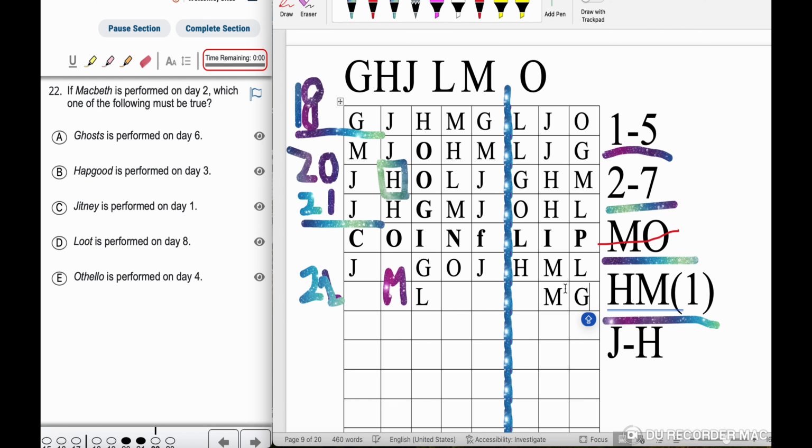Now, according to the conditions, this whole world that we created right here meets the conditions. So let's see what must be true. G is performed on day 6. We actually don't see that right now, so no. H is performed on day 3. We don't see that either. J is performed on day 1. That actually must be true. L is in 8. We also see that as possible. And O is in 4. We do see that as a possibility as well. So the last 3 we do see as possibilities.